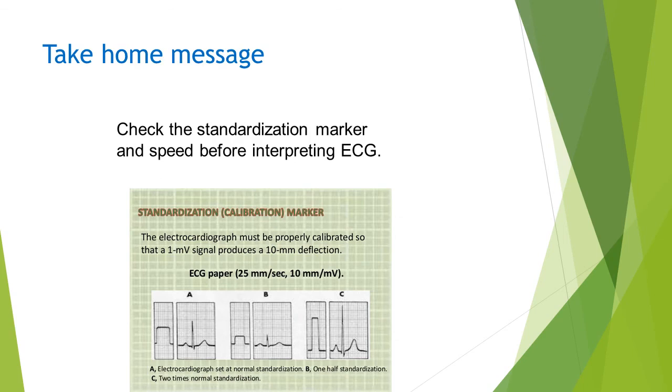So the take home message is, check the standardization marker and speed before interpreting an ECG. Normal speed is 25 mm per second and normal standardization is 10 mm per millivolt.